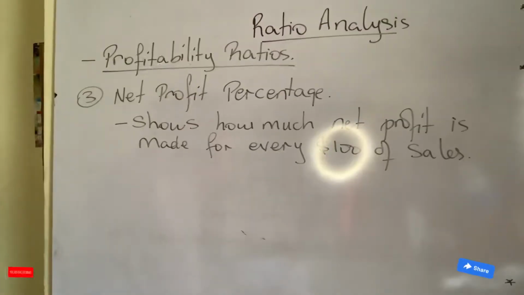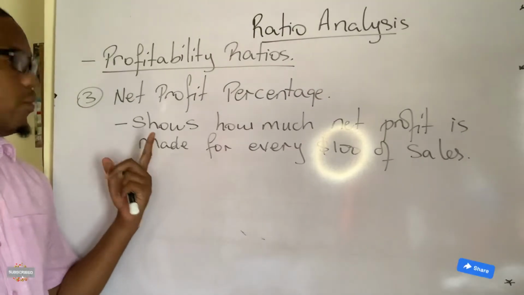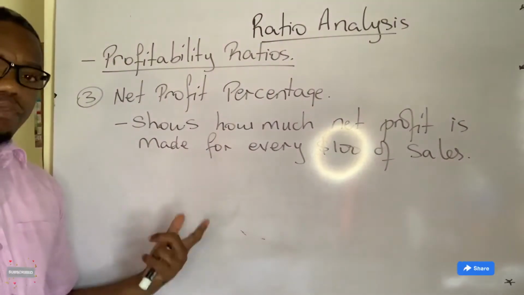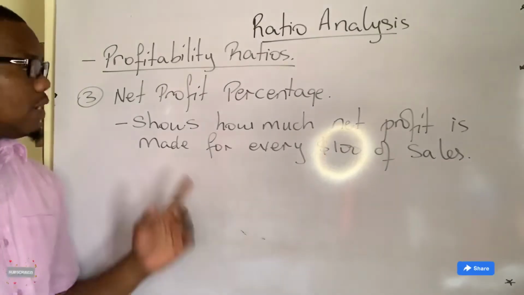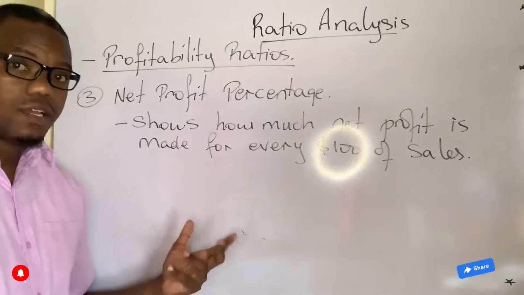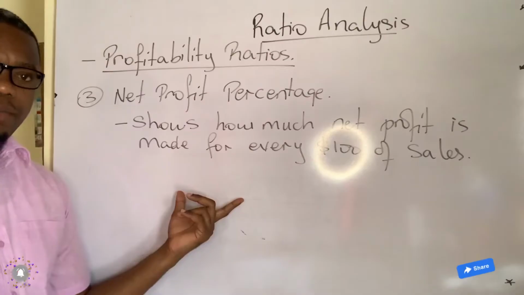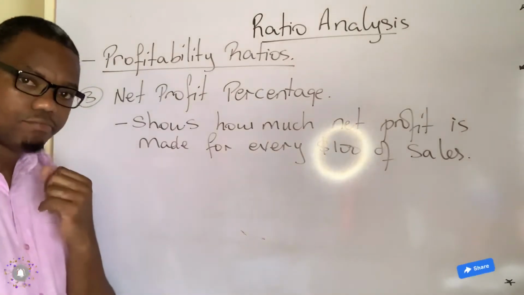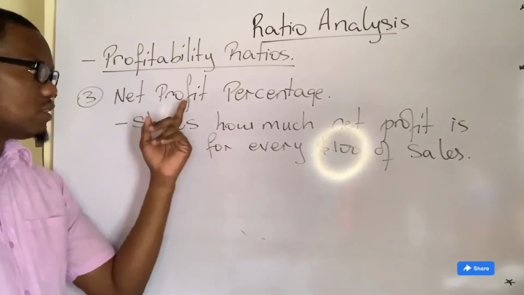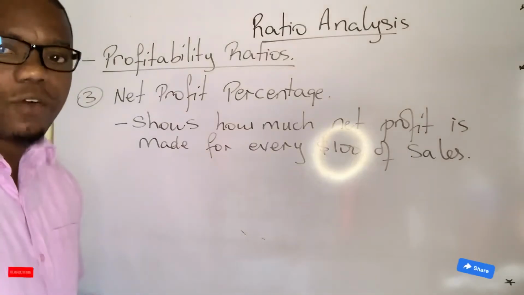Let's go at it. Now let's look at another profitability ratio, which is the net profit percentage, also known as the net profit to sales or the net profit margin. It shows how much net profit is made for every $100 of sales. Now let me see if you guys are following. What would the formula for this ratio be? Let me give you 30 seconds. Think about it. Net profit percentage or net profit to sales. What would the formula for this one be?